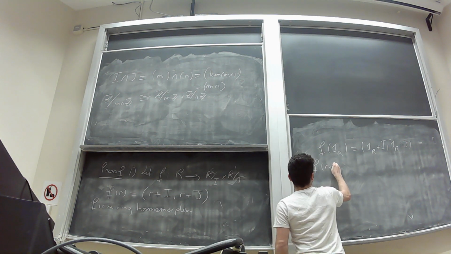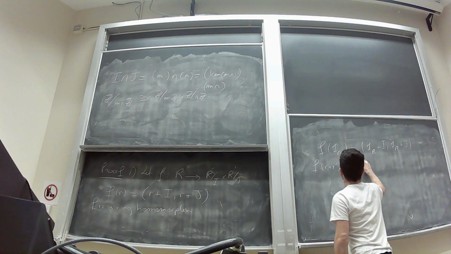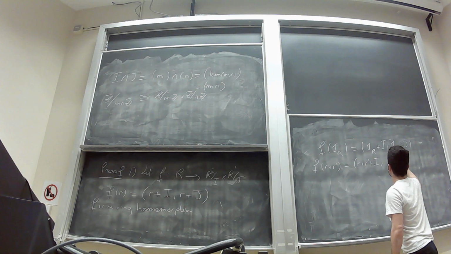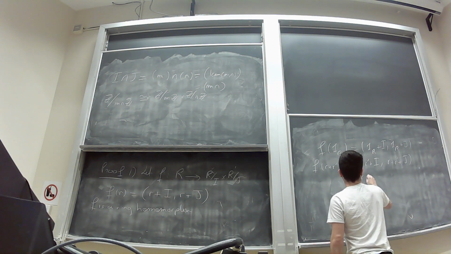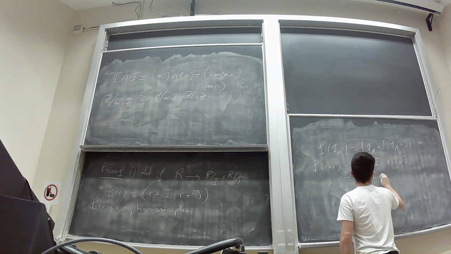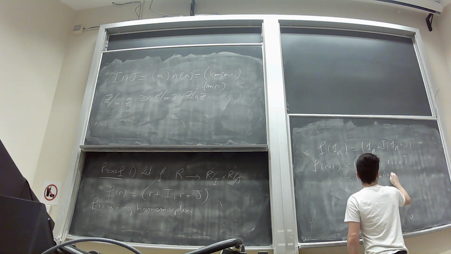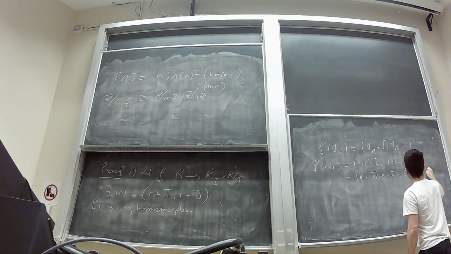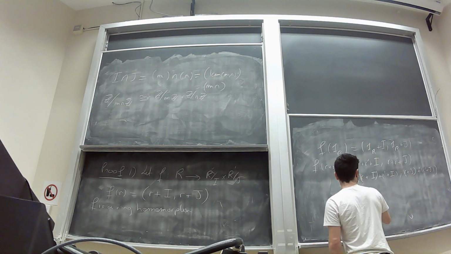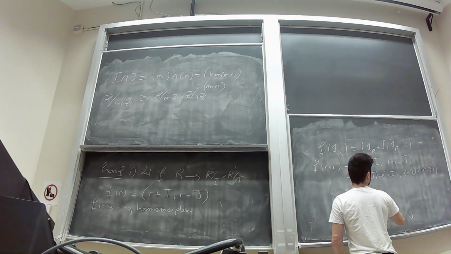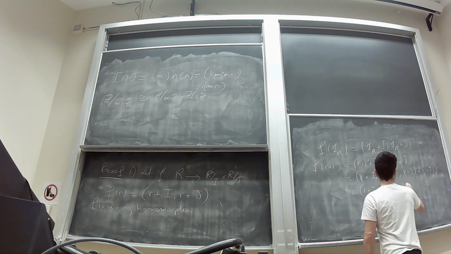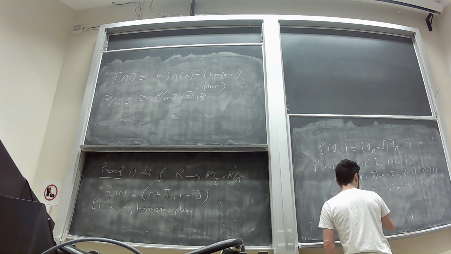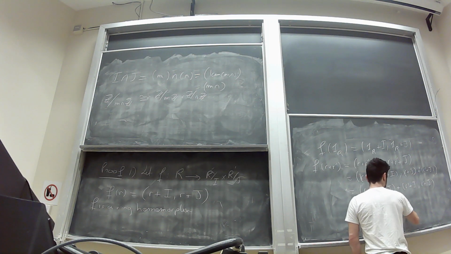Now f of r plus r prime is just r plus r prime plus I and r plus r prime plus J, which is really r plus I plus r prime plus I, r plus J plus r prime plus J. This is how you define addition in the quotient ring. And this is just r plus I, r plus J, plus r prime plus I, r prime plus J, great, which is f of r plus f of r prime.